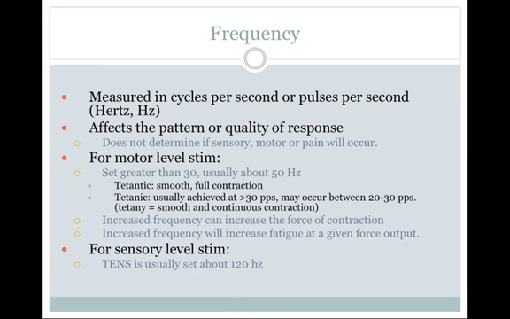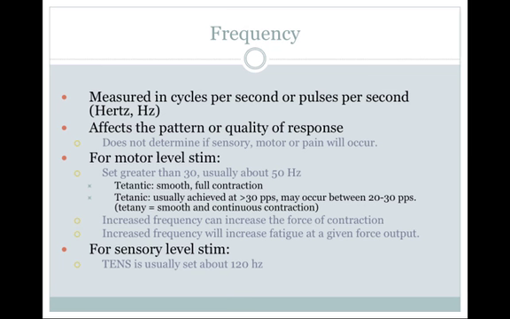For motor level stim, in order to get a good contraction, we need to get our frequency up over 30 hertz. And you'll see that most of our machines come to life with default parameters at about 50 hertz. In order to get a nice tetanic or smooth full contraction, we want to get it over 30. If you get much less than that, you'll usually get a subtetanic or not smooth contraction. You can practice that in the lab.